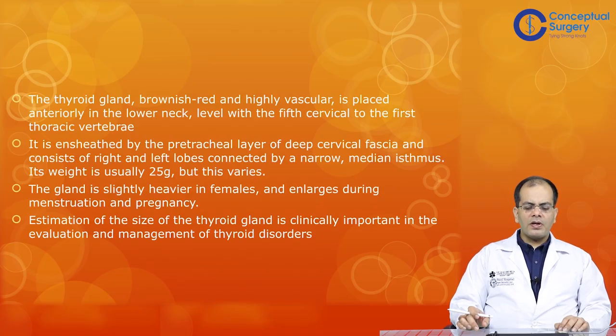The thyroid, of course, as we talked about, is placed anteriorly in the lower neck. It extends from the fifth cervical to T1 vertebra, and that's variable, of course. It is ensheathed by the pretracheal layer of the deep cervical fascia and consists, like we talked already, of the right and left lobe. They are connected by an isthmus. The isthmus may be hypoplastic or it may be well developed. The weight of the thyroid gland is about 25 grams. It's slightly heavier in females, and during menstruation and pregnancy, because of the increased blood flow and the altered hemodynamic state, it usually enlarges.